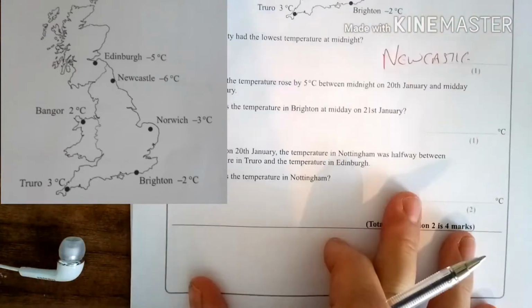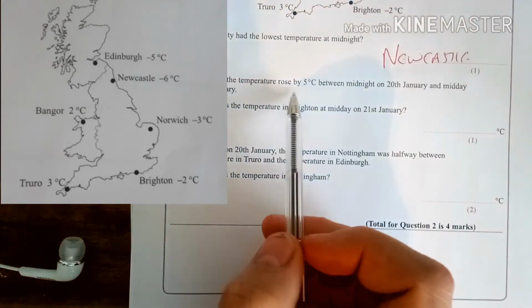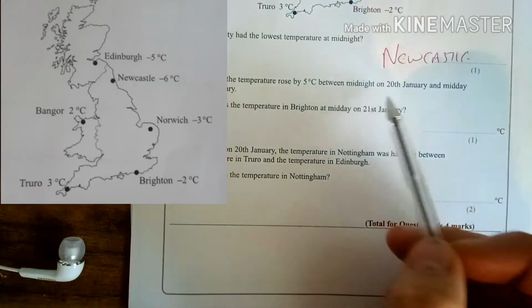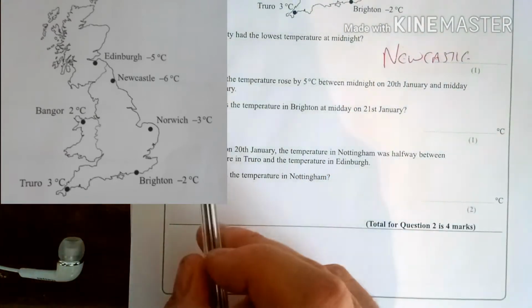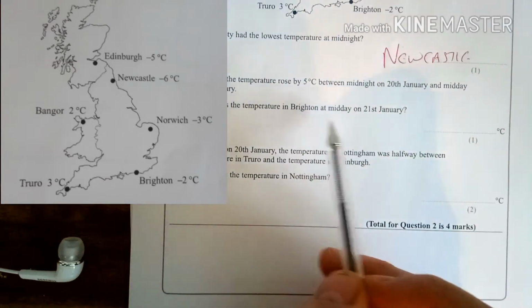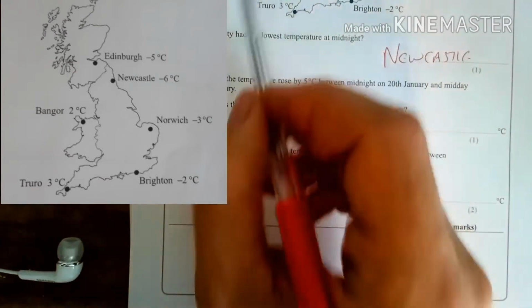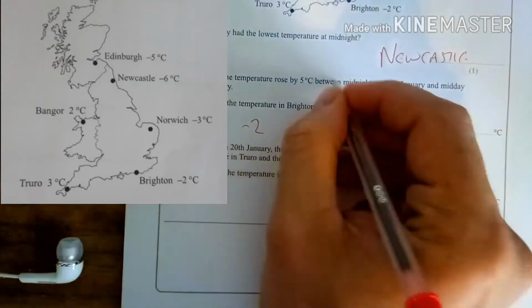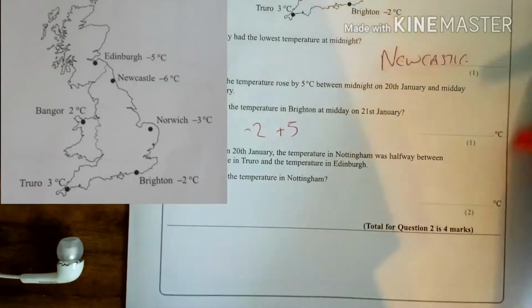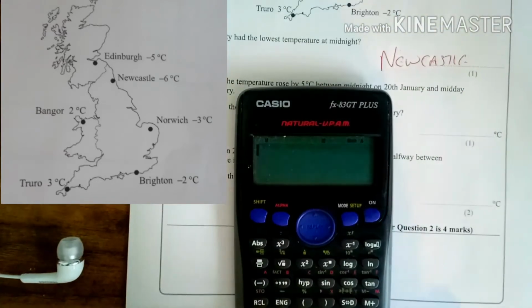That's -6. On Brighton, the temperature rose by 5 degrees between midnight on the 20th and midday on the 21st. What was the temperature at Brighton on midday on the 21st? So Brighton is -2. It rose by 5, so it's -2 plus 5. I'm going to use my calculator to do that. Plus 5 equals 3.